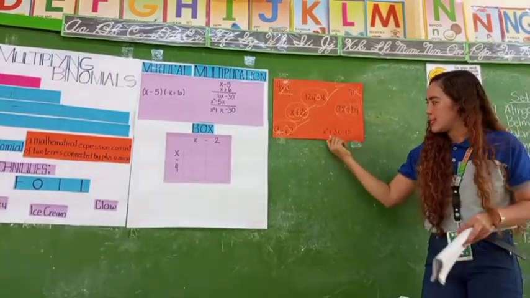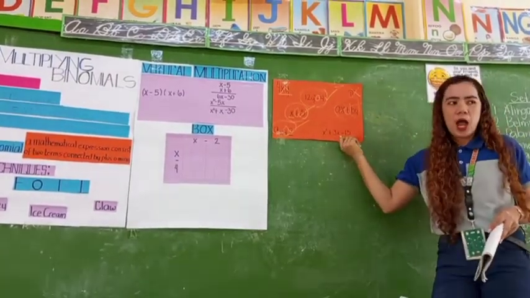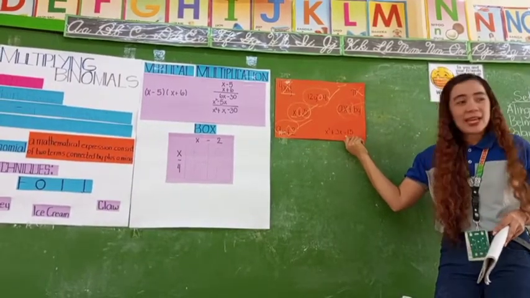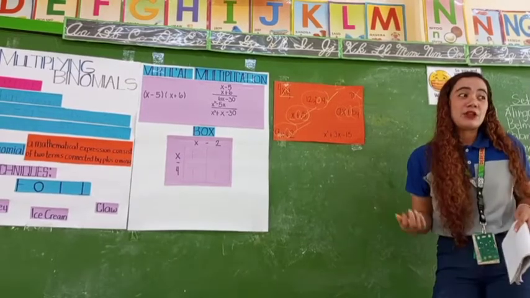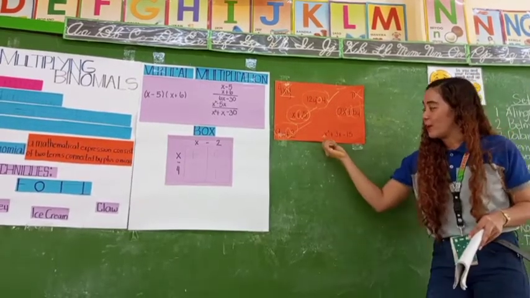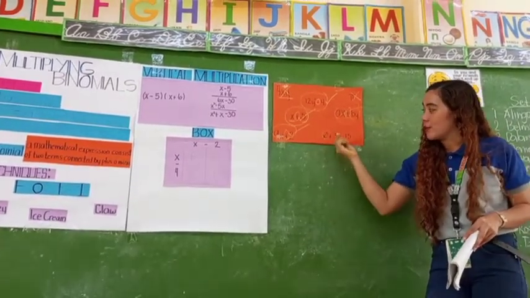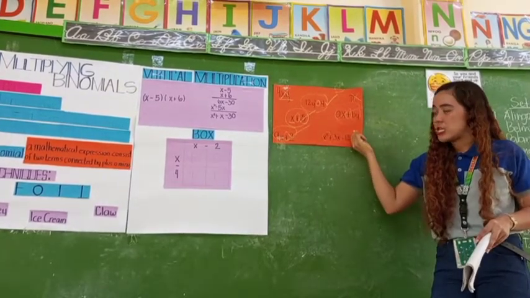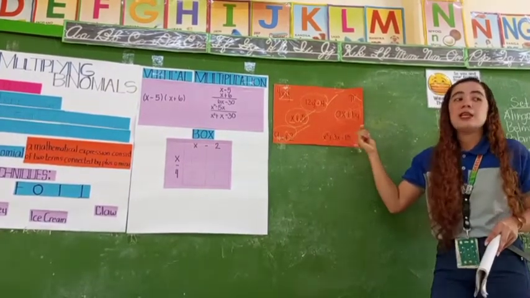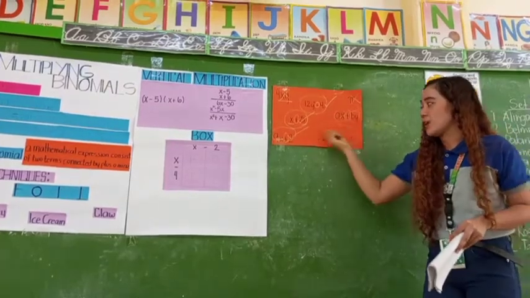Okay, may plus and minus sign siya. However, hindi siya consist of two terms. Three terms siya. Meron tayong x squared, meron tayong 3x, and then meron tayong negative 15. Ibig sabihin, hindi siya binomial.